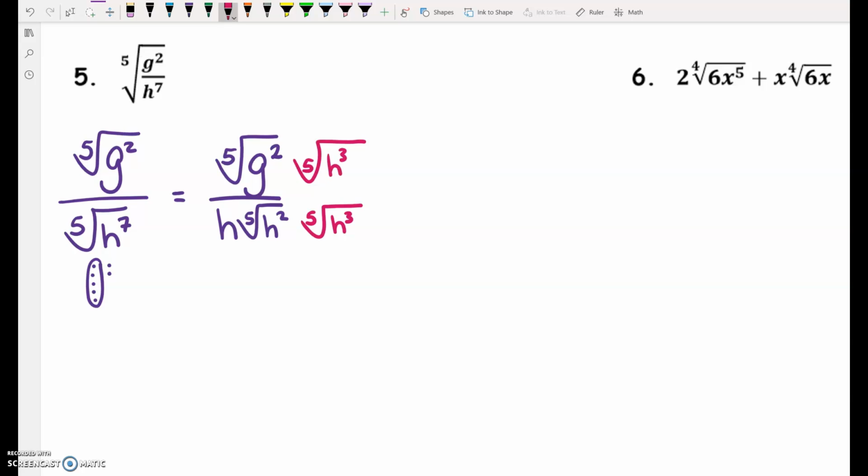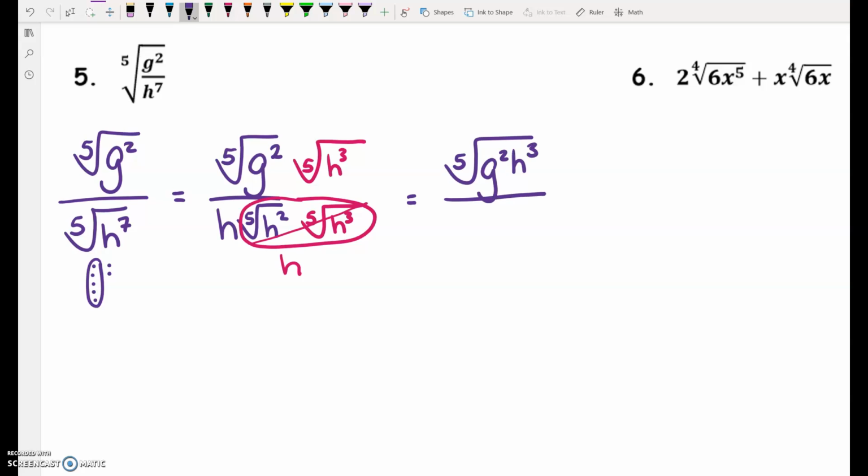You need to complete that group of 5. So you already have 2. You need 3 more. By doing this, you've completed that group of 5. So this thing is now the 5th root of h to the 5th, which is simply h. So what do we have on the top? On the top, we have the 5th root of g squared h to the 3rd. And on the bottom, we've got the original h that we simplified, and the second h that we simplified. So we have h squared on the bottom.